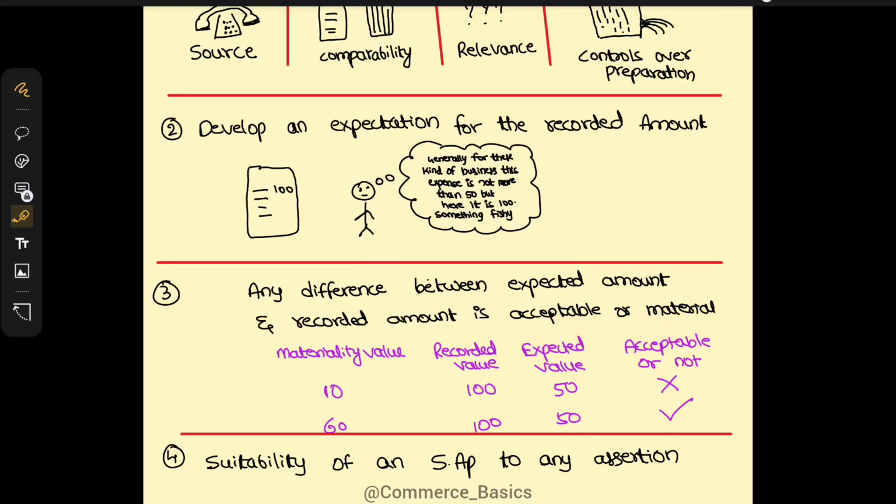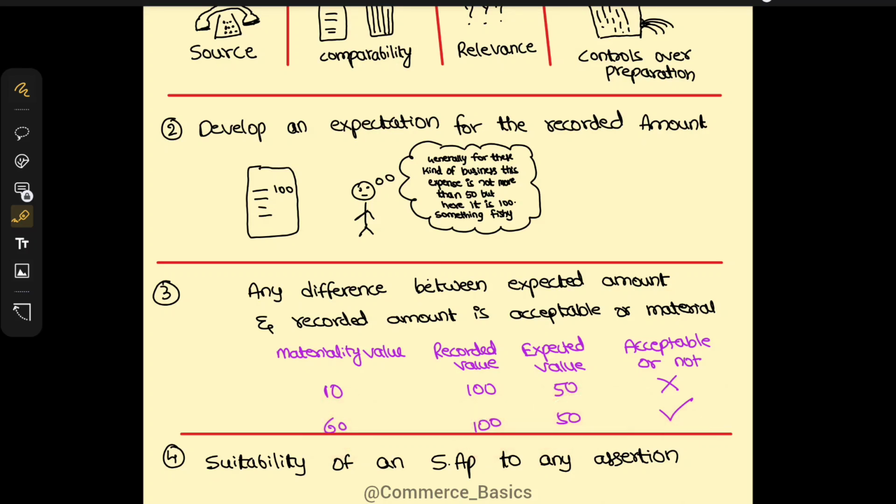Now for example, see, the auditor thought that 10 rupees is material to him. So the recorded value is 100 and the expected value is 50, so there is a difference of 50 rupees here, but his materiality is 10 only, so obviously it is material, so it is not at all acceptable. But if the auditor thinks that 60 rupees is material, he can tolerate 60, then the difference between recorded and expected value is only 50, so it is less than the materiality value, so he can accept it. So this is the third thing he has to remember.